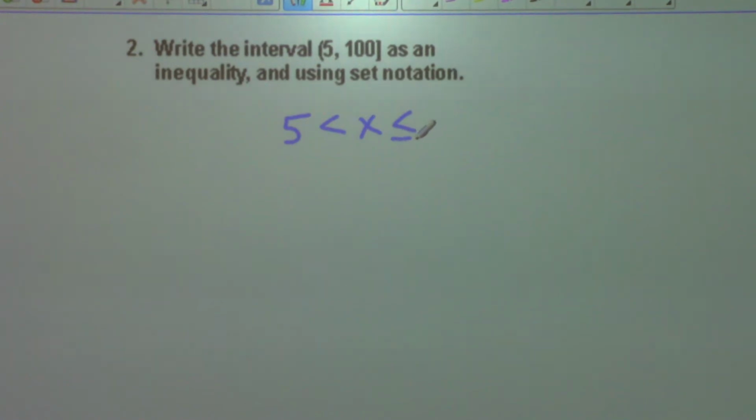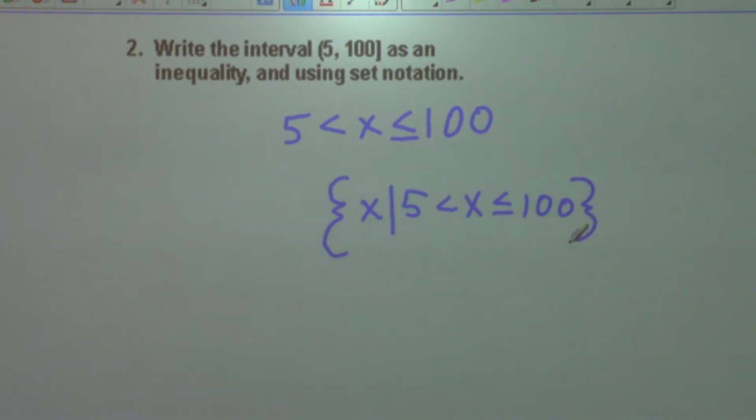Oh, this thing here, you mean? 100. Is that good? Okay. And then set notation: x such that x is what? Here we really can't get away with abbreviating, can we? We have to just transplant it. So there we have inequality and set notation.